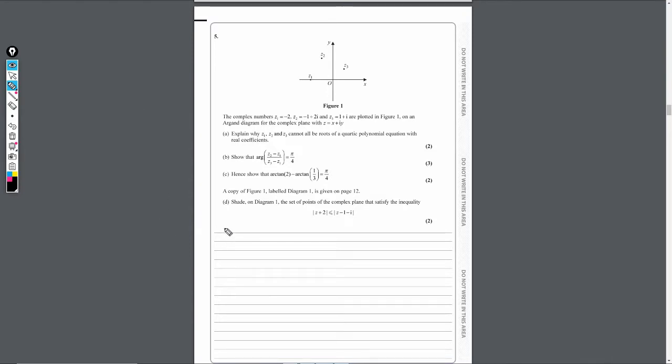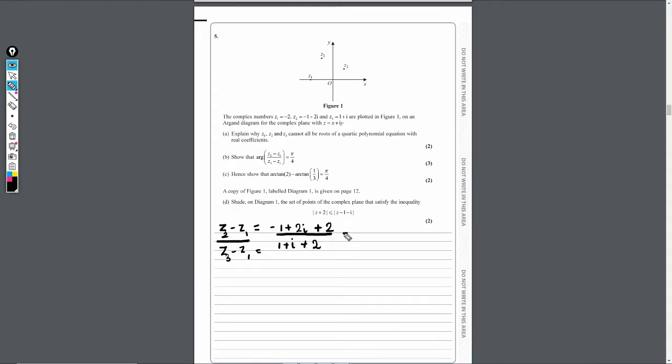So Z2 minus Z1. Okay, so our Z2 is up here, that's minus 1 plus 2i. So minus 1 plus 2i minus Z1, which is minus 2, so that's plus 2. This is all over, if I do underneath now, Z3 minus Z1, and what I'll do is I'll just simplify these in a second. So that will be equal to Z3 minus Z1, so where's Z3? 1 plus i, so 1 plus i. And again, we're taking off Z1, so that's minus minus 2, which is the same as plus 2.